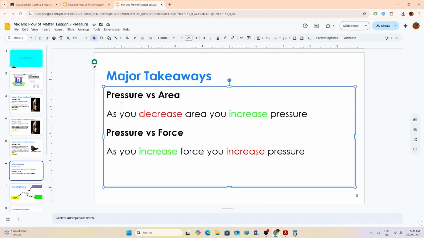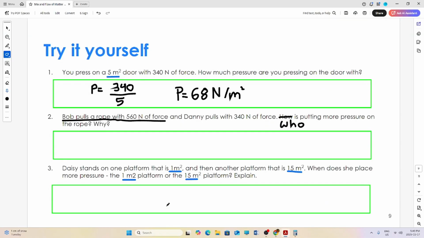Looking at pressure versus area. As you decrease the area, you increase the pressure. So if you decrease the area, you increase the pressure. The example that I like to think of is a nail. Like a nail tip is sharp. It's an extremely small area. But if you were to use that nail tip on like a piece of wood, it applies a lot of pressure with a hammer.